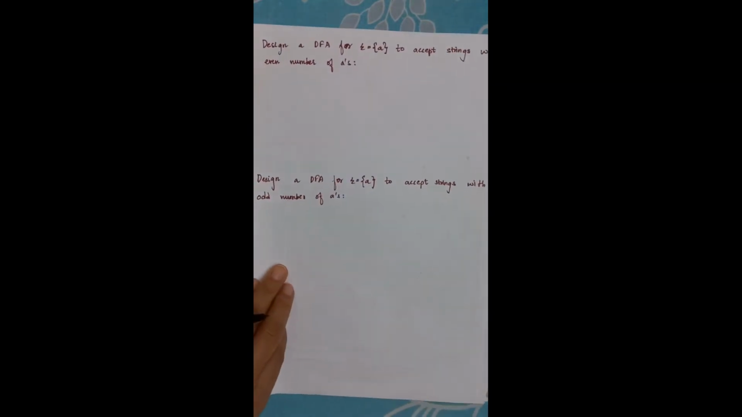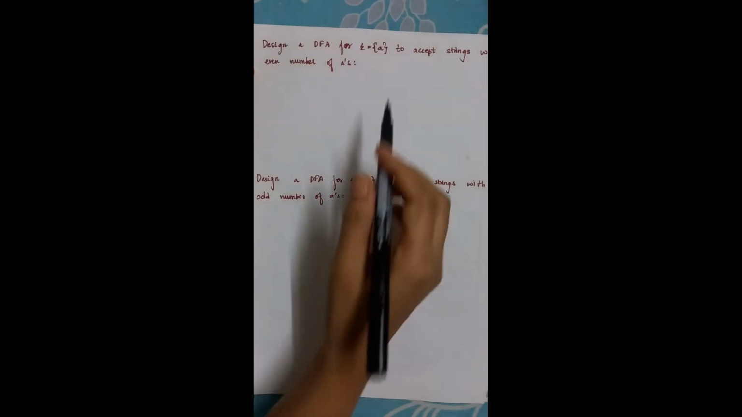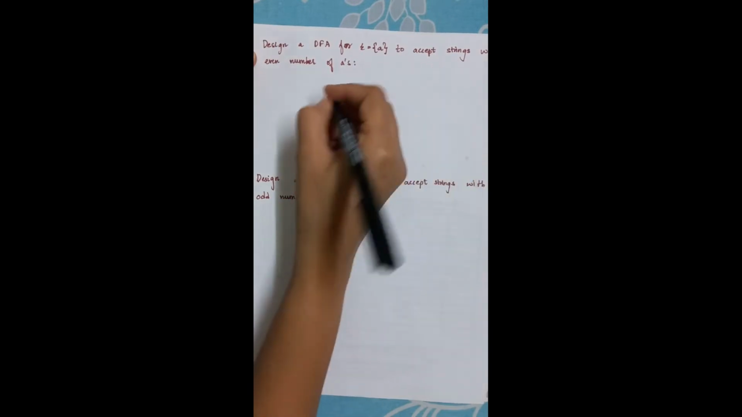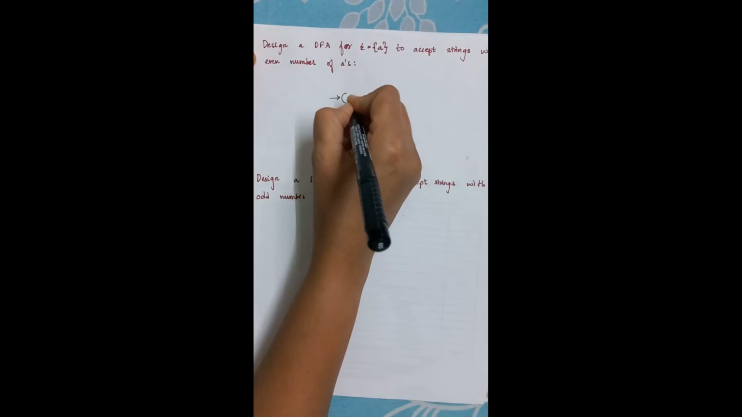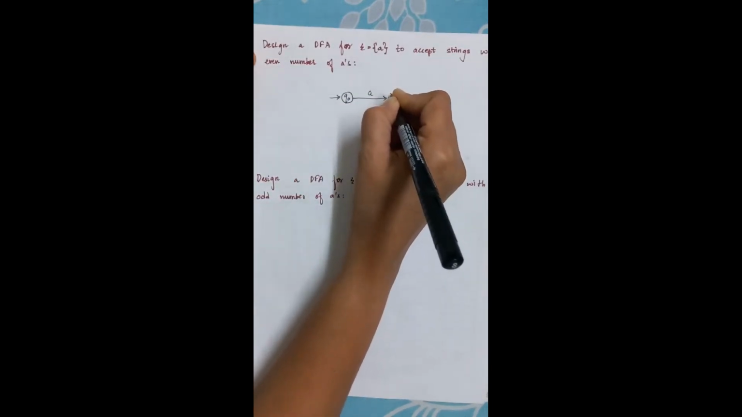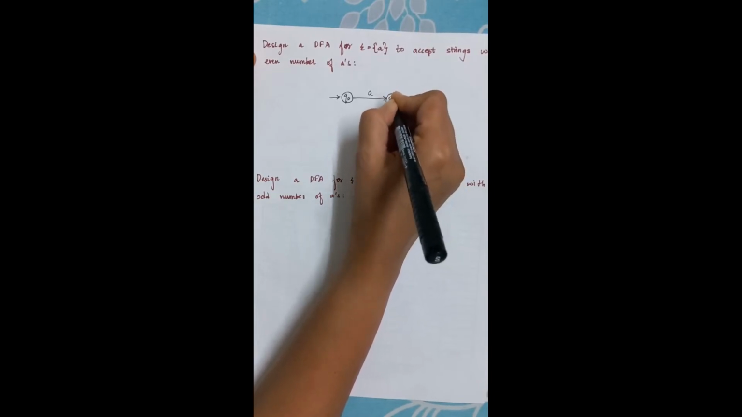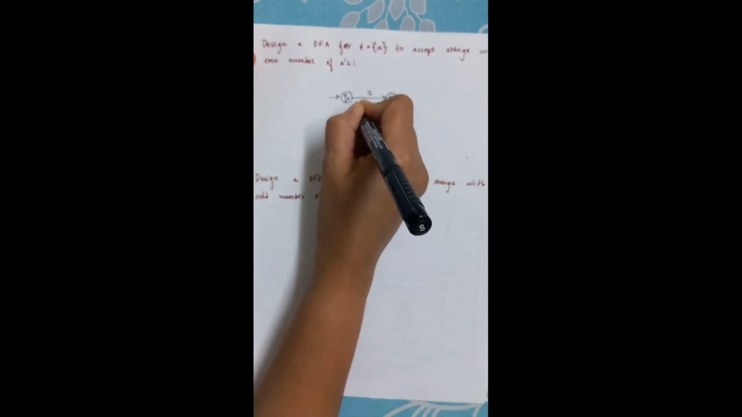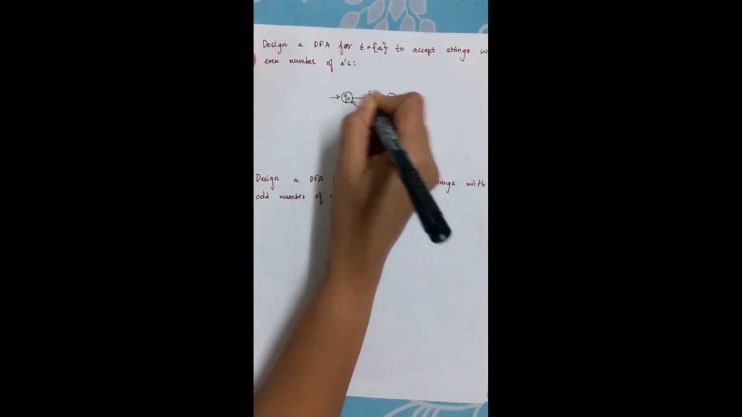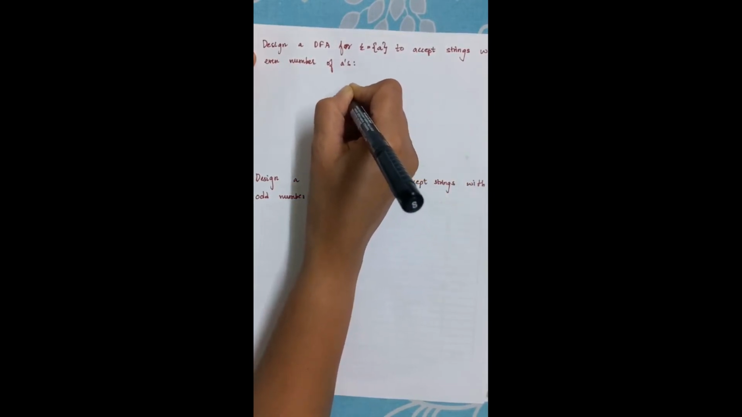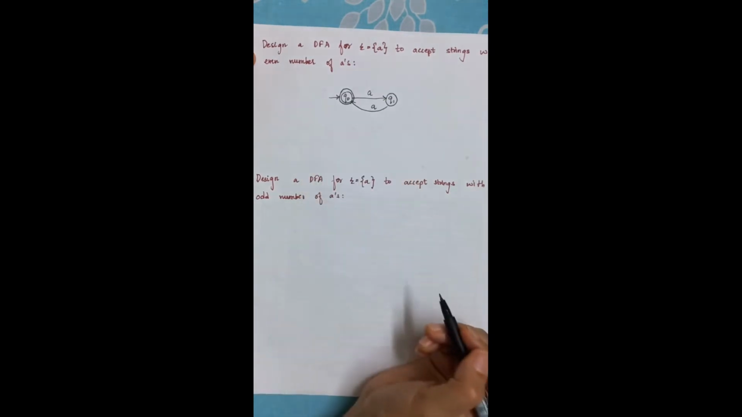Now let us consider another example. Design a DFA for sigma equal to A. Here we only have one input symbol, to accept strings with an even number of A's. So I have one state, another state. Now I need an even number of A's. How do I check for an even number of A's? If every time there is a round trip, then it is an even number of A's. So this will become my final state.